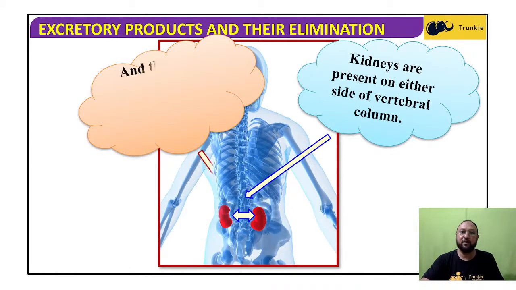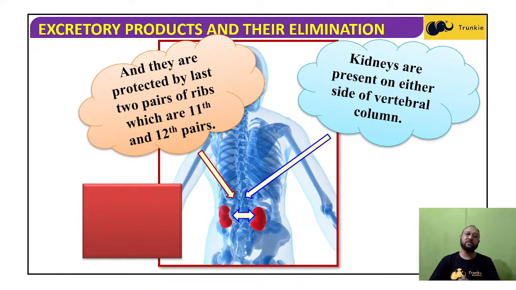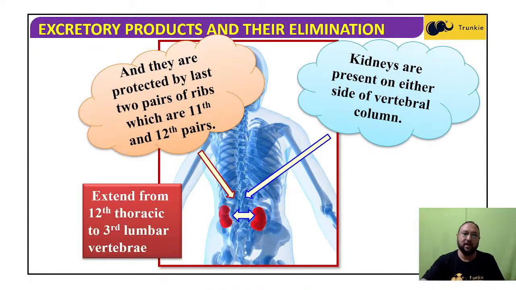Kidneys are present on either side of the vertebral column, and they are protected by the last two pairs of ribs, between the 11th and 12th pairs of ribs. They extend from the 12th thoracic to the 3rd lumbar vertebra, because we have the cervical, thoracic, lumbar and then the sacral vertebrae.